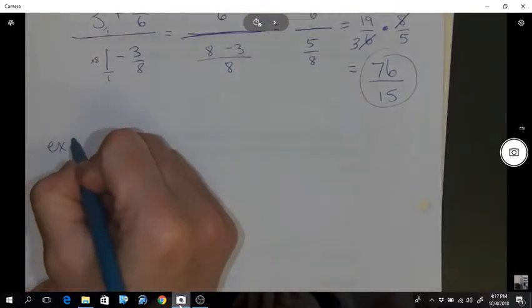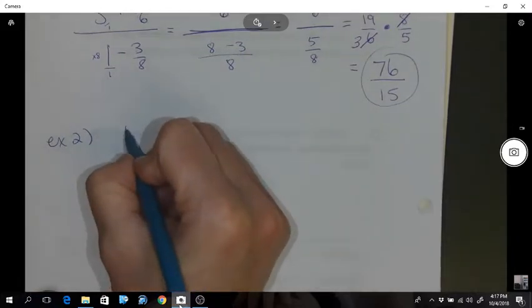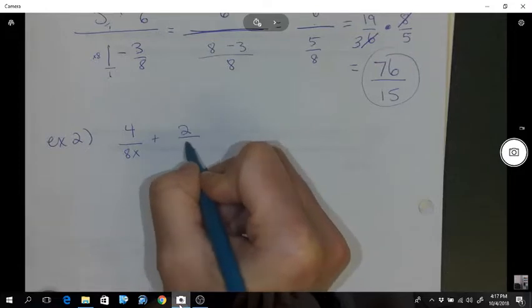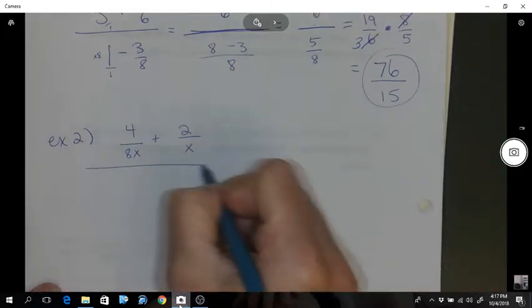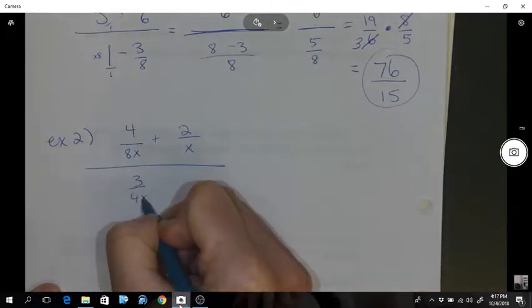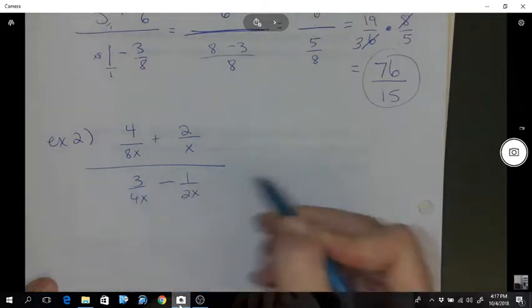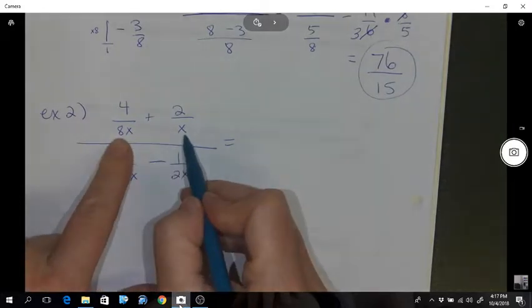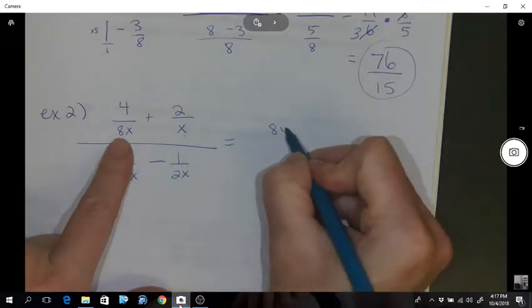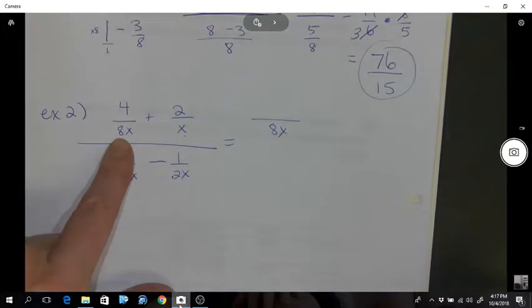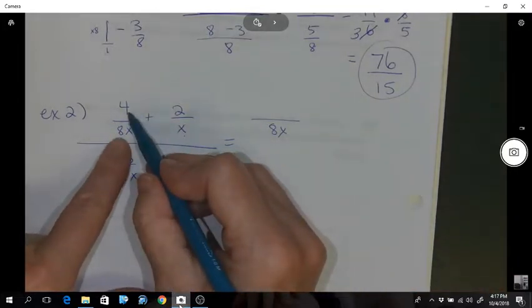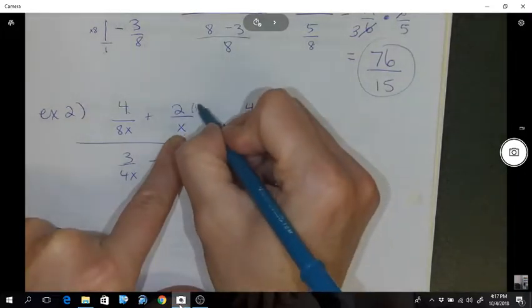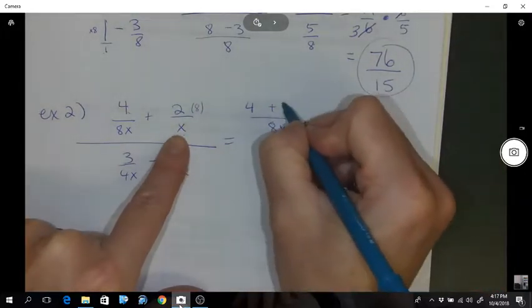Okay, example 2. 4 over 8x plus 2 over x, over 3 over 4x minus 1 over 2x. Okay, numerator. 8x and x, common denominator, they both fit into an 8x. So I'm going to do nothing to this first fraction. This one I would have to times by 8. So 16.